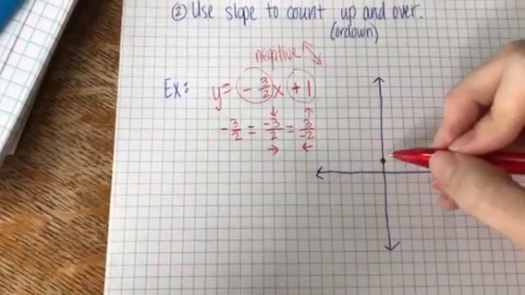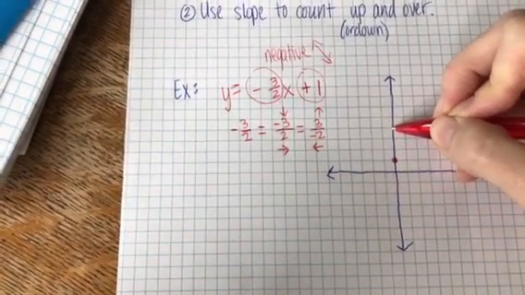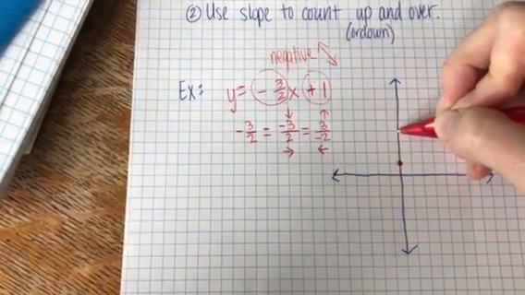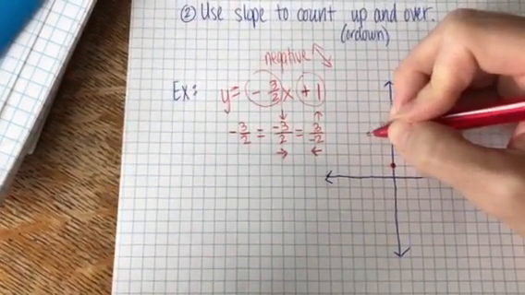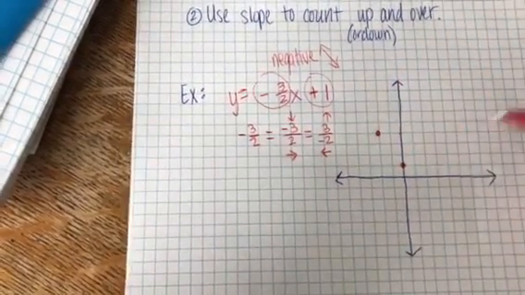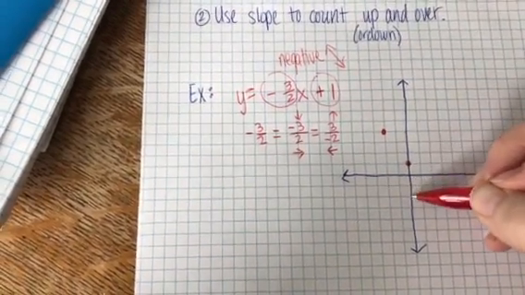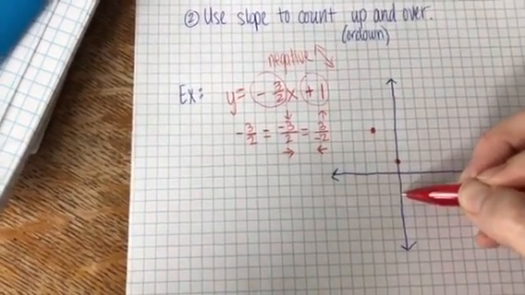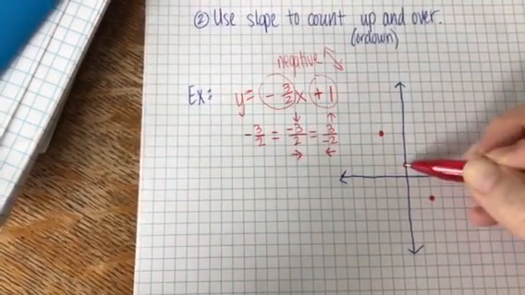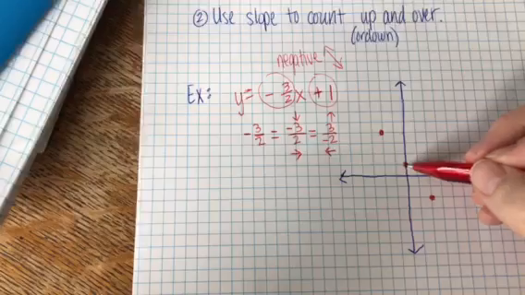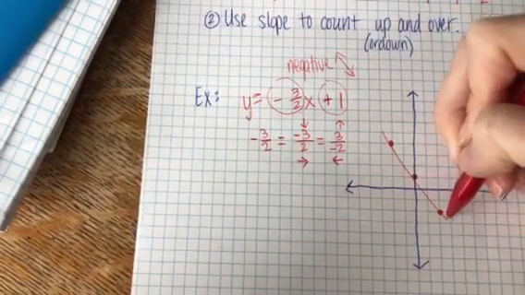So I'm going to start here and go up 3, 1, 2, 3, and over 2 in a negative direction, so over to the left, 1, 2. I'll plot a point there. I could, like I said, also have gone down 3, 1, 2, 3. That's my negative, and then over 2 in a positive direction, 1, 2. And you'll see moving in either direction from my y-intercept will result in a line that has a negative slope.